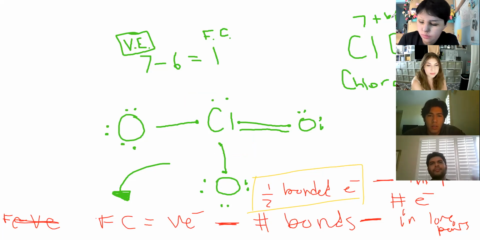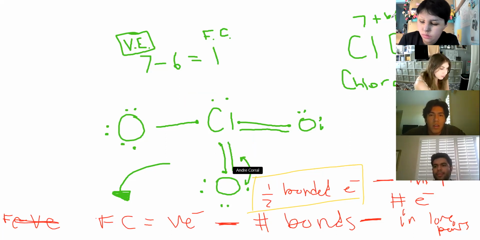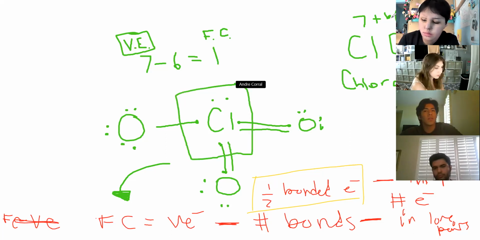So let's make another double bond. Let's say I want to move this one right here. I move that one from that oxygen and erase the one that I just moved. So let's make another box. Now how many are there inside the box?